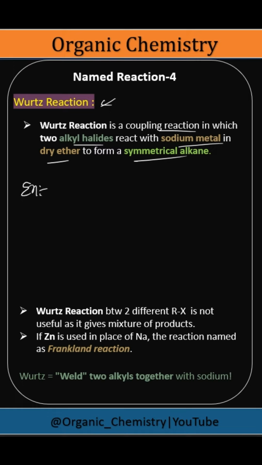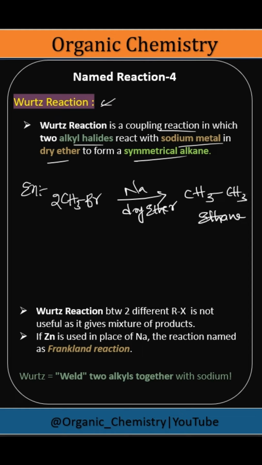We can take any alkyl halide. Let's take this methyl bromide, CH3Br. Usually we'll take 2 moles here, and this occurs in the presence of sodium metal and dry ether, and it will give a symmetrical alkane. Here it is ethane.